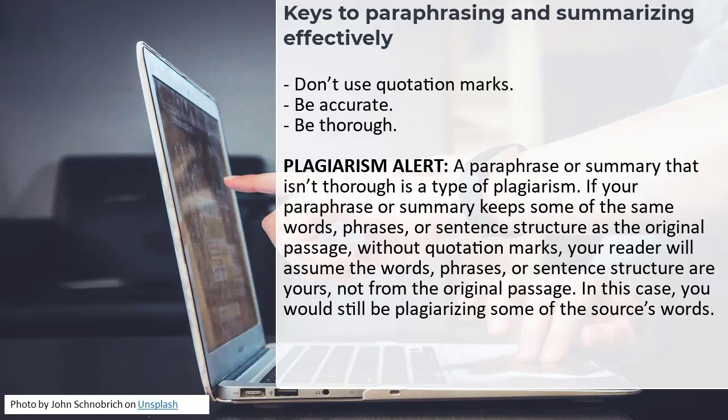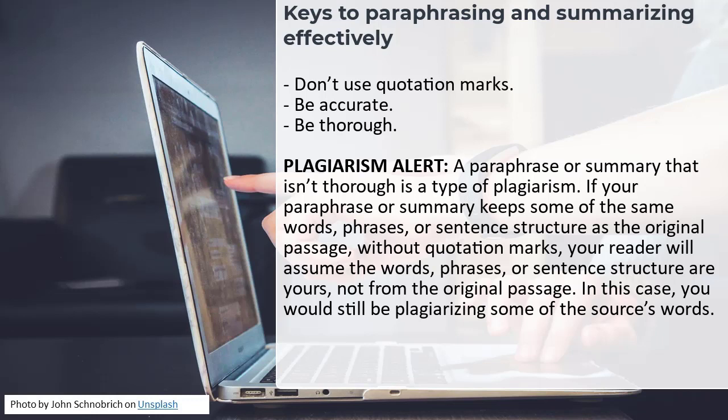Be thorough. A really common mistake in paraphrasing and summarizing is to change only a few words, keep some of the original word phrases, or just replace words but keep the original sentence structure of the source. To have a thorough paraphrase, you need to use your own words, phrases, and sentence structures. In other words, you need to paraphrase the passage thoroughly in your own style.